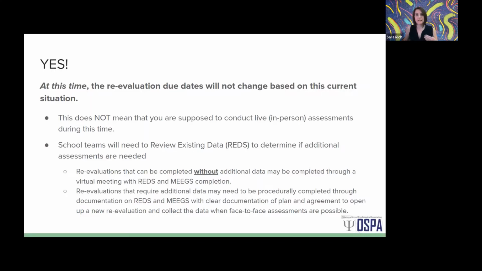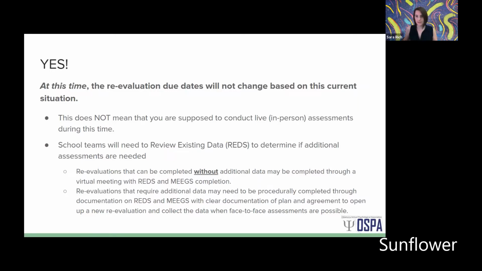So if additional data is needed, then what I'm going to recommend, and I'm putting myself on here because I'm not sure, this is just what makes most sense to me, I recommend marking the need for additional data on that review of existing data on the REDS form, holding a MEGS virtually to officially close out the reevaluation, and then the team will need to document very clearly that additional data is needed for this child, but not possible at this time due to safety concerns regarding in-person assessments during the COVID-19 outbreak. So then the team is recommending to close the reevaluation to meet that deadline, but then to open a new reevaluation when data are able to be collected in a safe and valid context.